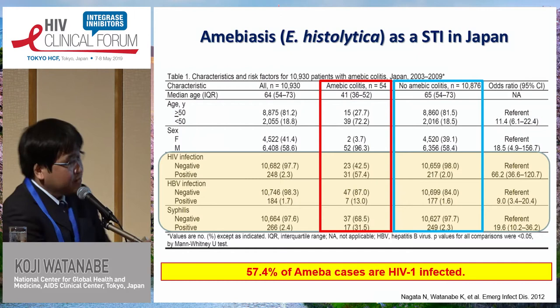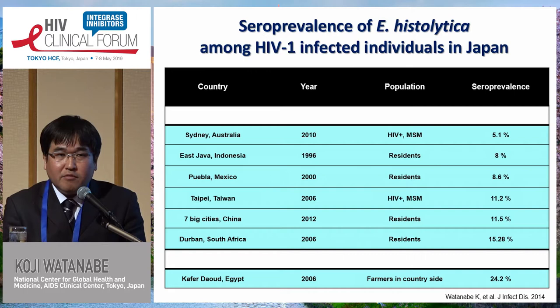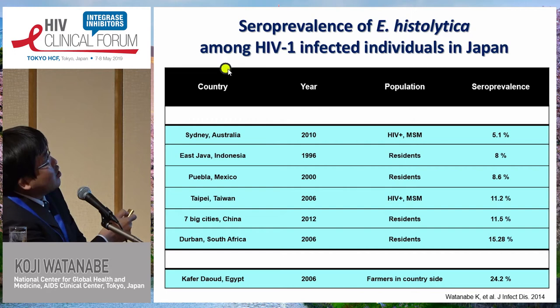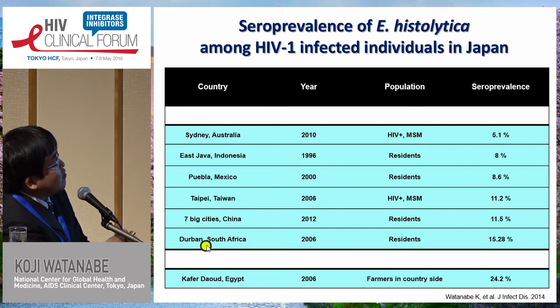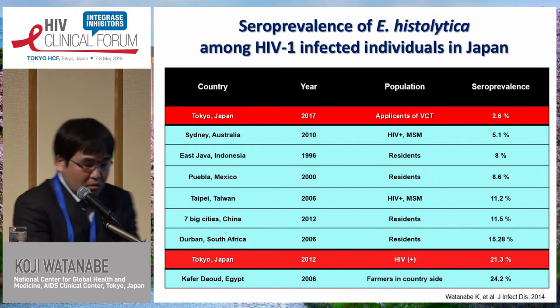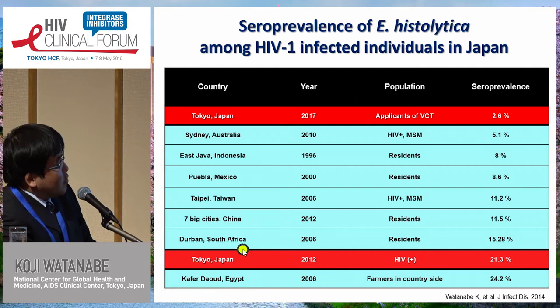And the next data is also a little bit old data from us. Another way to assess prevalence is seroprevalence. This is seroprevalence data from previous reports from many countries. For example, among HIV-positive MSM, seroprevalence in Australia and in Taiwan is 5.1 and 11.2. On the other hand, in Africa and developing countries like these, it is very high. And in our cohort, HIV-positive people in Tokyo are now at 21.3, as high as Egypt and South Africa.